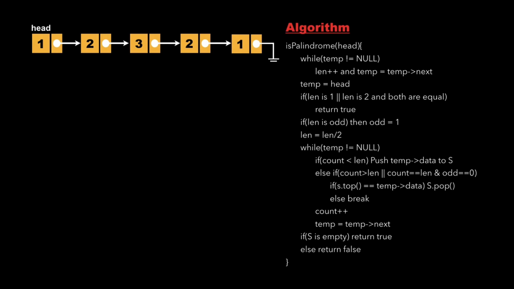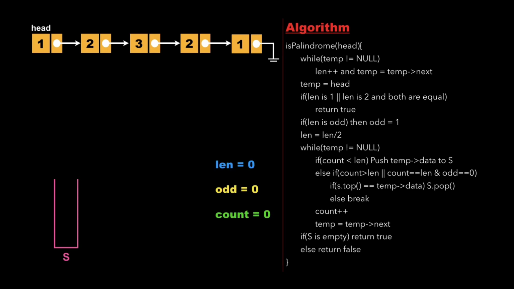The right side of the screen shows the algorithm. So first we create a stack whose name is S, and we declare a few variables, namely length, odd and count, and initialize them with 0. And initially we create a node pointer called temp. So first we check whether temp is not equal to null, and if this condition is true, then we enter the while loop and we update the value of length as length plus plus, and update the temp pointer as temp is equal to temp of next.